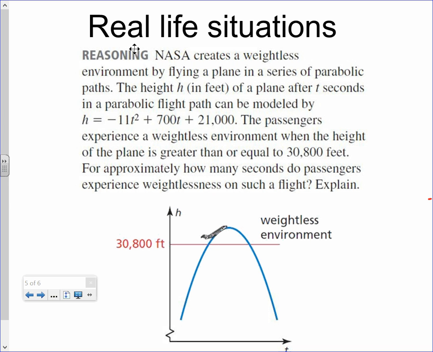The height h in feet of the plane after t seconds in a parabolic flight path can be modeled by, look at, there's a function, there's a quadratic equation describing the situation. I'm going to copy that down. The passengers experience a weightless environment when the height of the plane is greater than or equal to 30,800 feet. For approximately how many seconds do passengers experience weightlessness on such a flight?